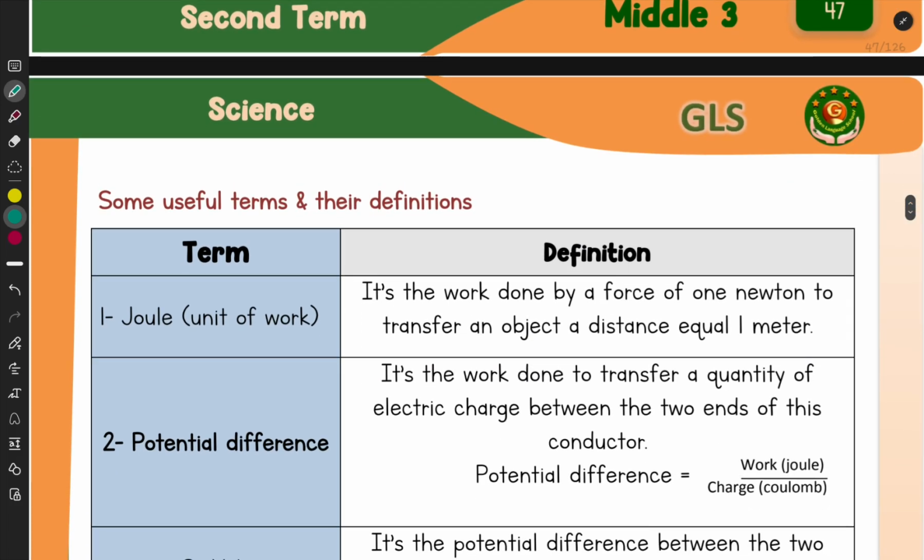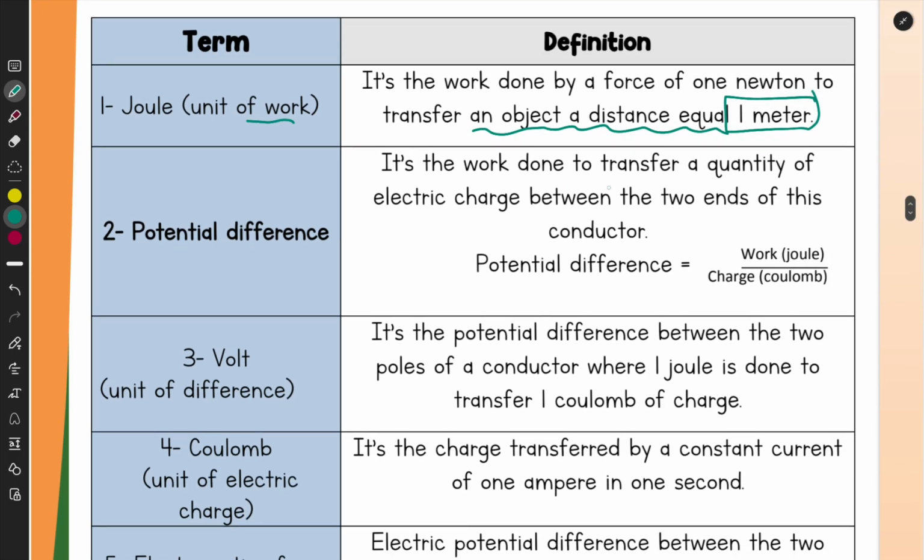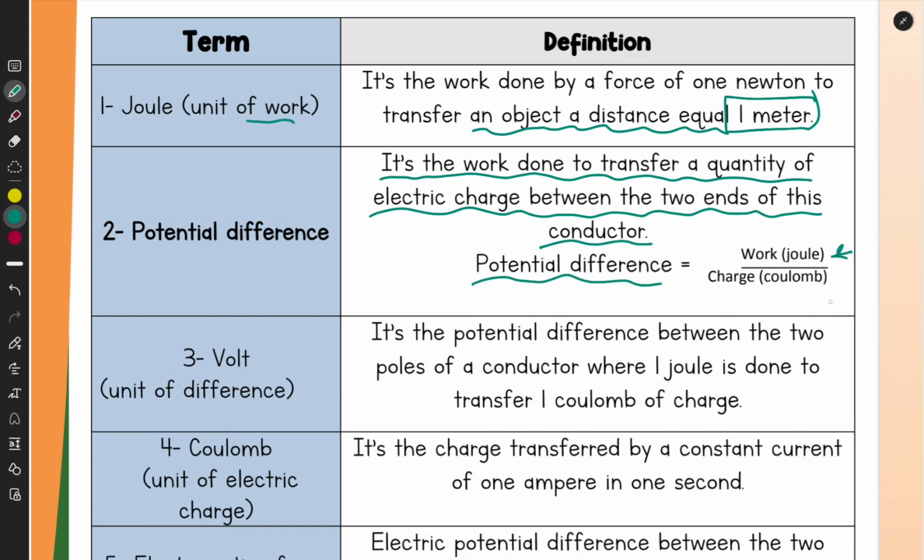Okay, some useful terms and their definitions. Joule, unit of work. It is the work done by a force of 1 Newton to move an object a distance of 1 meter. Potential difference is the work done to transfer a quantity of electric charge between the two ends of the conductor, and we can use a law to measure it. So potential difference equals work in joule divided by the charge in coulomb.